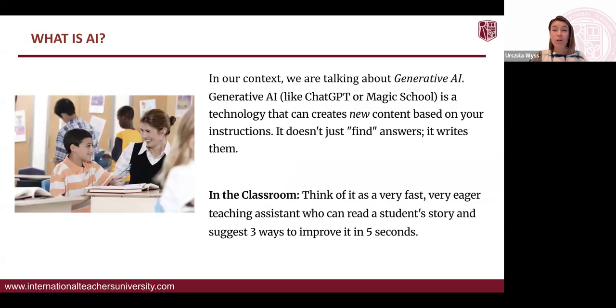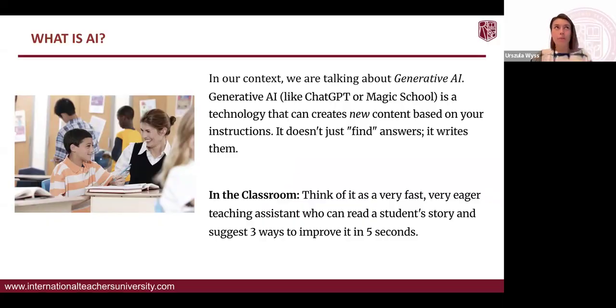So in our context, we're talking very specifically about generative AI. Generative AI, for example, like ChatGPT or Magic School, is a technology that creates new content based on your instructions. It doesn't just find answers, kind of like Google does or any search engine where you have to look for the answers by researching them. It actually writes them.